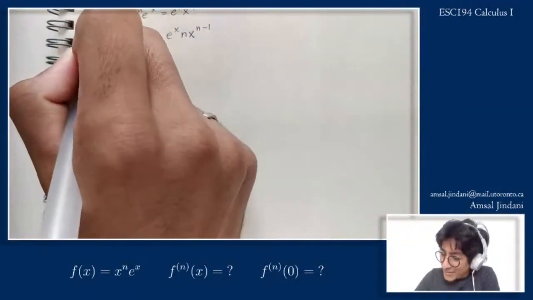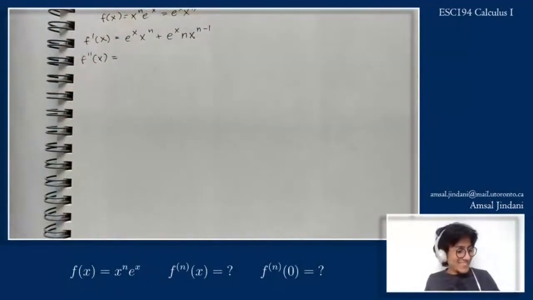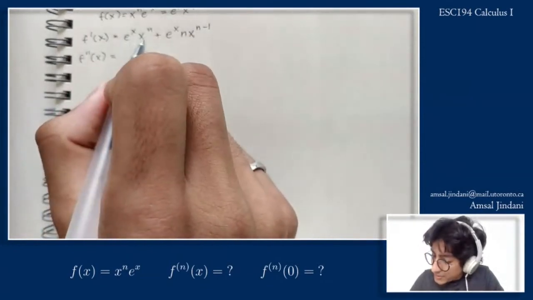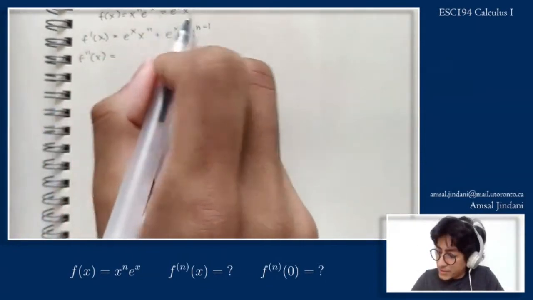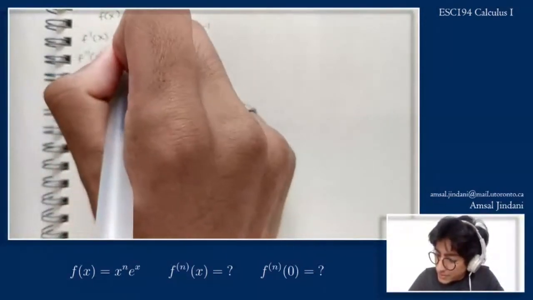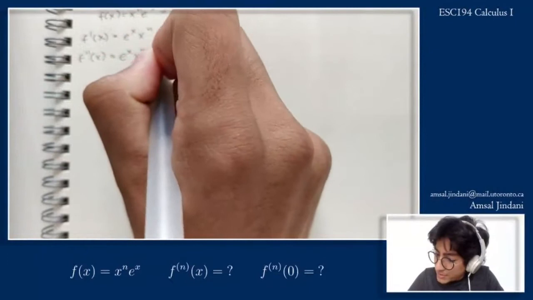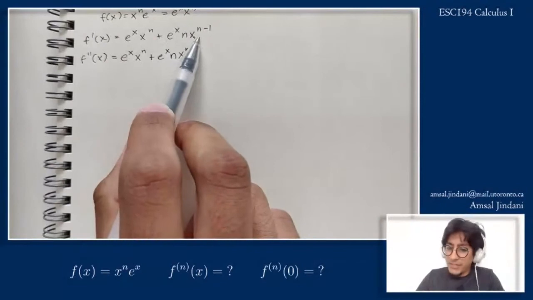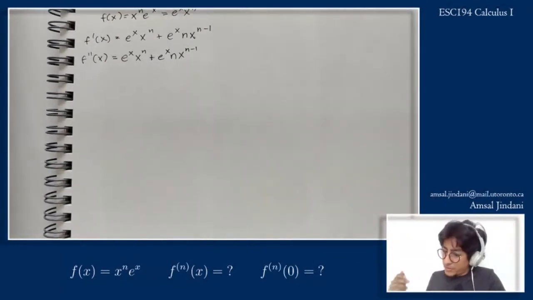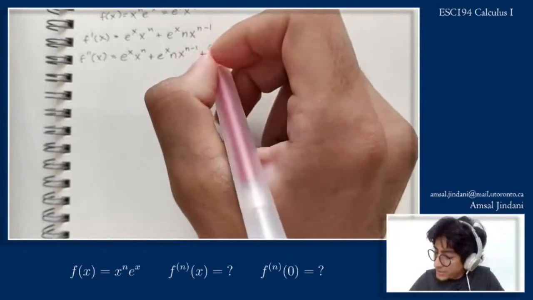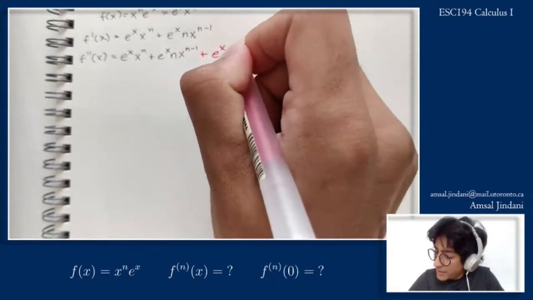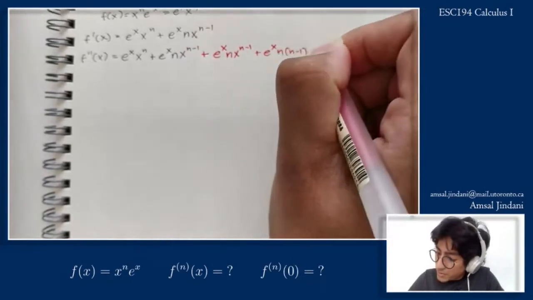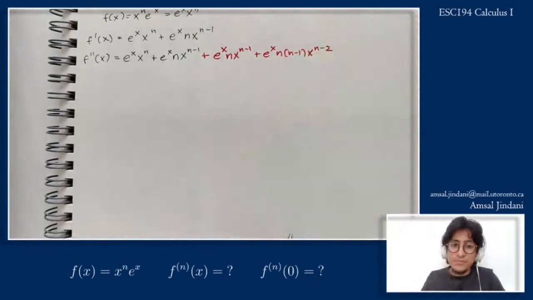Okay. f double prime x. You can see that the first term in the first derivative is just the function itself, so when I take the derivative again, I get the same thing: e to the x, x to the n, plus e to the x, n, x to the n minus 1. And then I have to differentiate the second term. I'm going to do that in red just because it's easier to see. When I differentiate the second term, I get e to the x, n, x to the n minus 1, plus e to the x, n, n minus 1, x to the n minus 2.